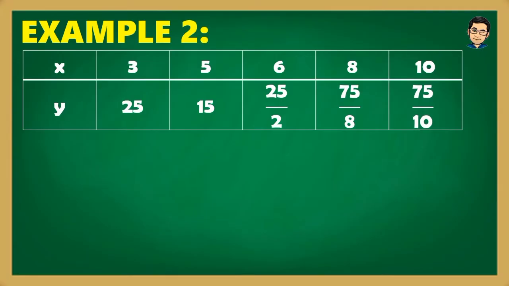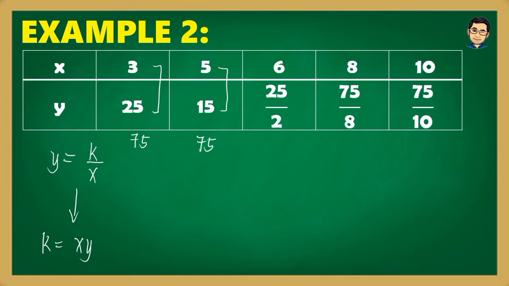So, sulat lang natin, y is equal to k over x, or k is equal to xy. So, para makuha natin yung value ng k, i-multiply lang natin yung values ng x and y. So, 3 times 25, that is 75. 5 times 15, that is also 75. Next, 6 times 25 over 2. So, pakita natin dito. 6 times 25 over 2.